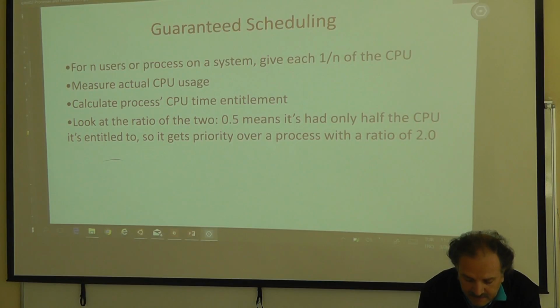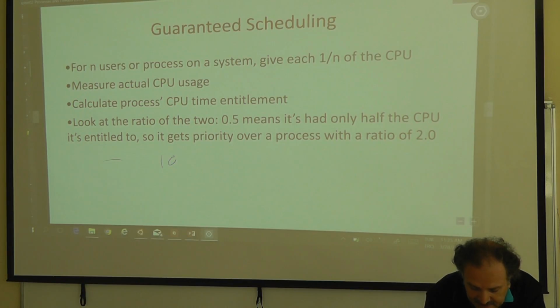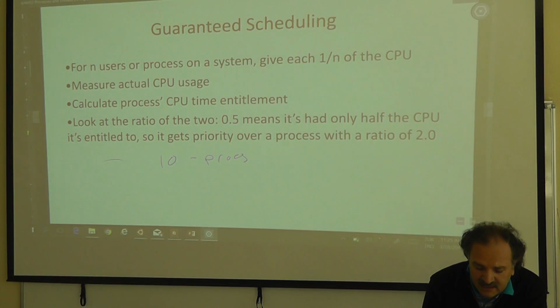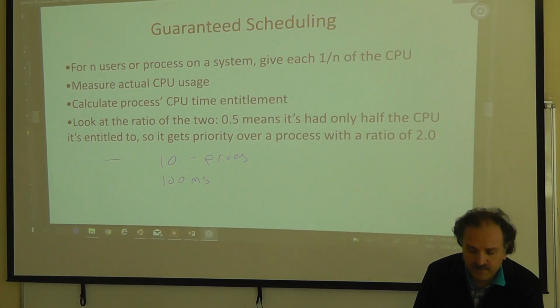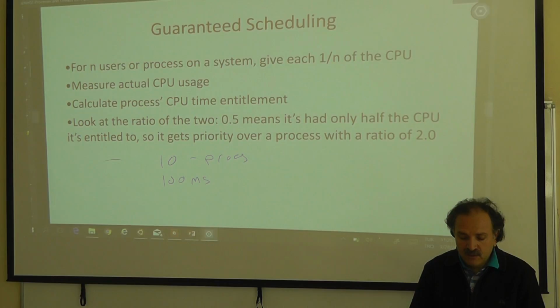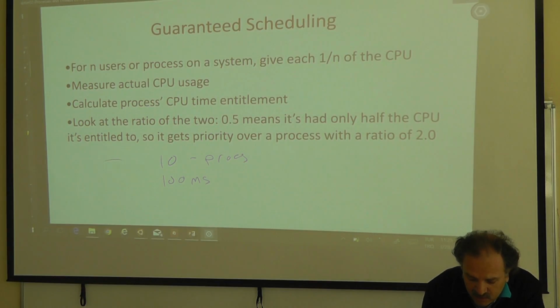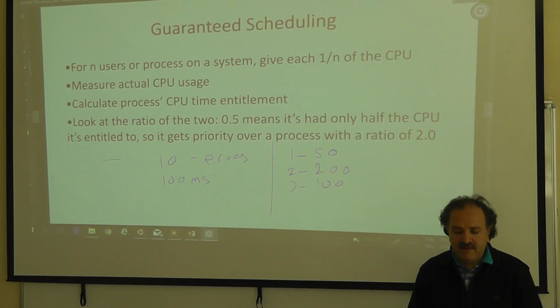Let's say I have 10 processes. For a second, each process should use 100 milliseconds of CPU time. So at the end of the first second, I looked at the CPU usage time. Process number 1 used 50 milliseconds. Process number 2 used, let's say, 100 milliseconds. Process number 3 used 100 milliseconds. It goes that way, okay?